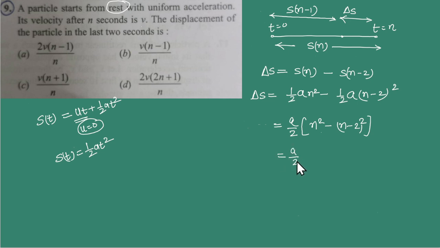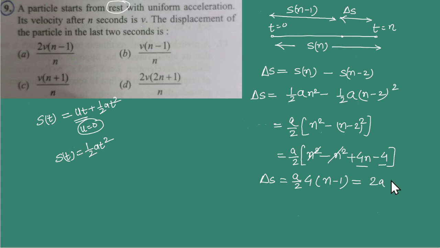Now we can open this n minus 2 whole square. So this a by 2 in the bracket, n square minus, this n minus 2 whole square will be n square minus 4n plus 4, and we are multiplying this negative sign inside also. So we will get plus 4n minus 4. This n square will cancel out, and this delta s will be equal to a by 2, and in the last two terms, we can take 4 as common. So in the bracket we will get n minus 1. So finally we are getting 2a into n minus 1.